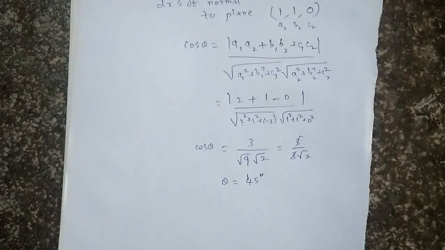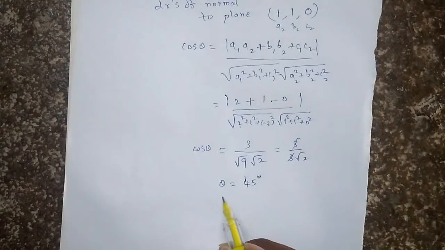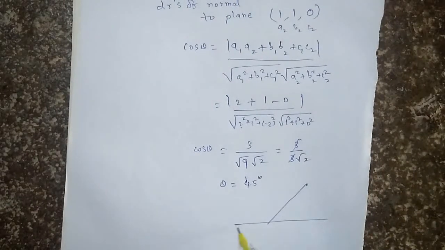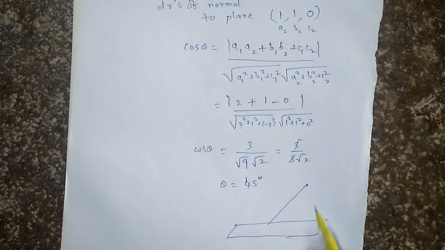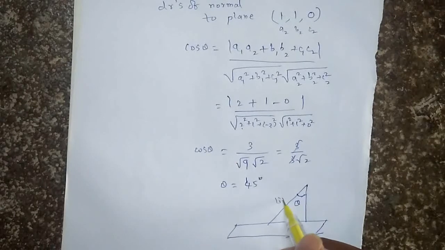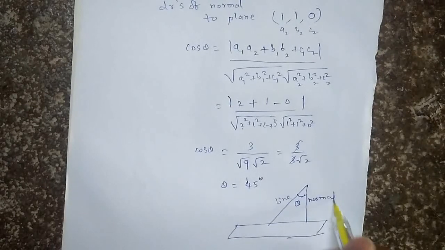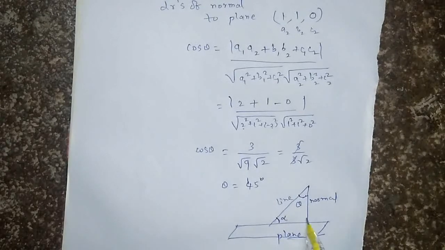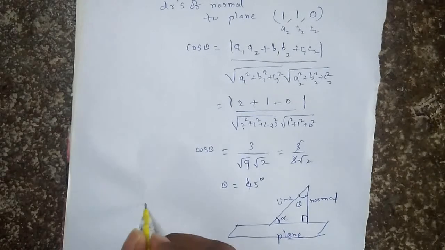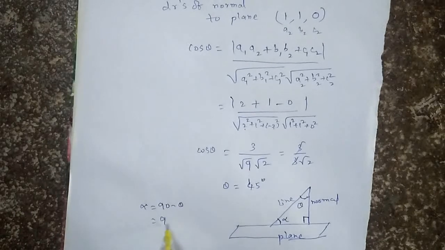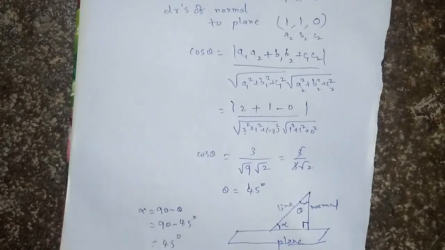So here, the angle between the line and the plane, so what is, so this is the line, and this is the given plane, assume. So I found the angle between the line and the normal. This is the plane, but I need this angle alpha. The normal is at a right angle to the plane, so alpha is equal to 90 minus theta. So 90 minus theta is 45 degrees, so that is 45 degrees.